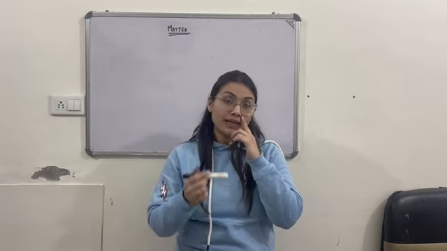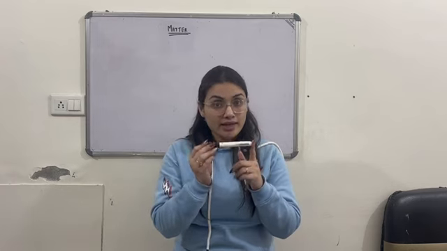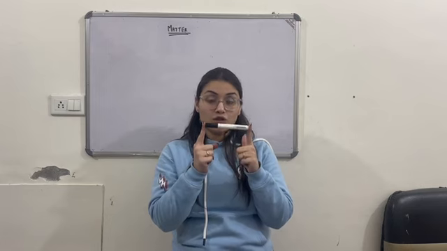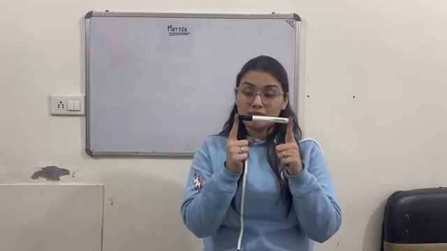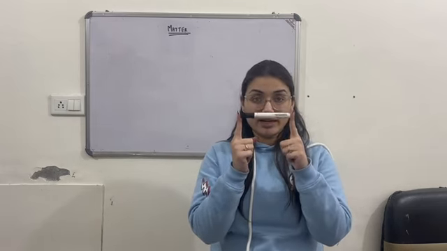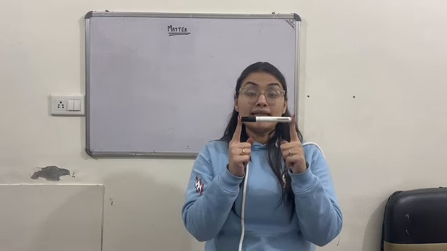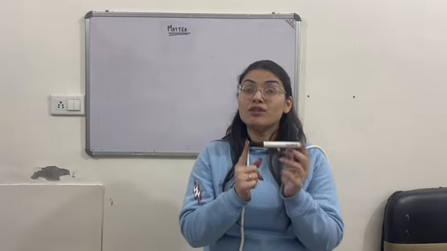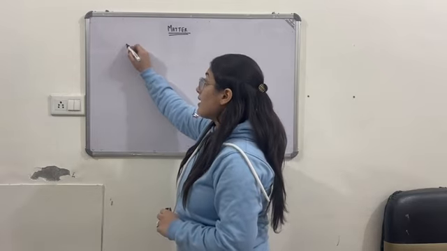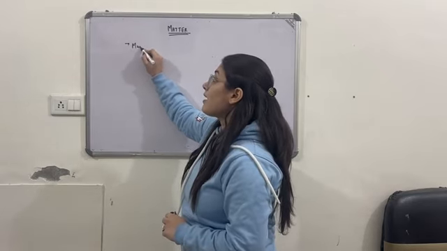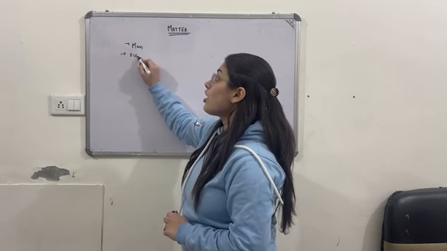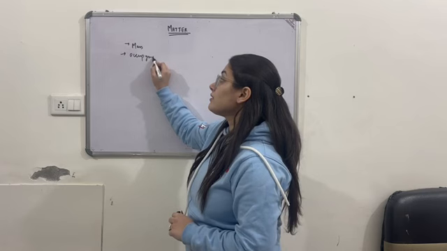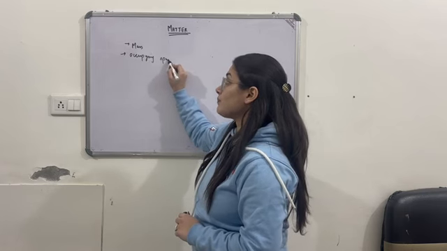So let's say I have a marker in my hand, right? It is having some mass and also it is occupying some space, from my one finger to the other end of the finger. So basically it is a matter because it's following the two conditions, that is it is having a mass and it is occupying some space, right?